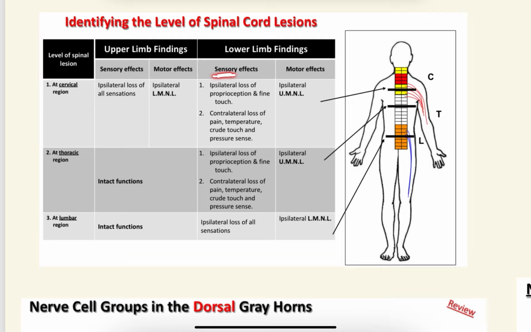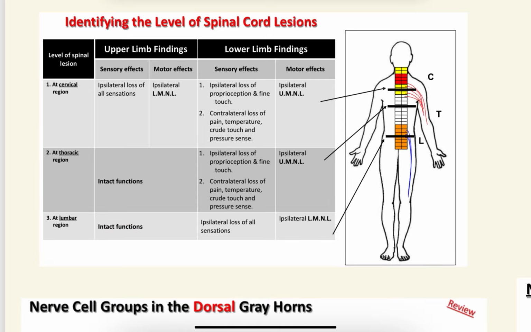The lower sensory, it cuts into two. Ipsilateral for proprioception of fine touch, contralateral for pain and temperature. Motor will stay ipsilateral. The thoracic, on the other hand, the upper limb won't be affected. This is high yield. The thoracic, the upper limb won't be affected. It will be intact. The lower limb, on the other hand, again, it will be for the sensory, ipsilateral for proprioception of fine touch, contralateral for pain and temperature, crude and pressure. And again, the motor will be again ipsilateral. So it's the same. At the lumbar, again, the upper limb will be intact.